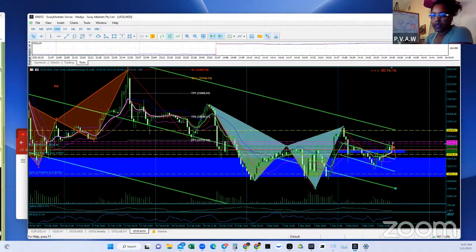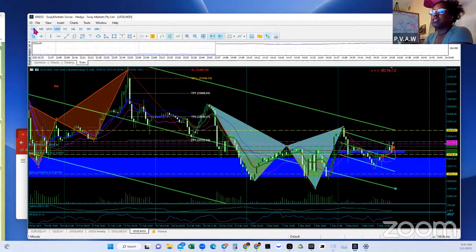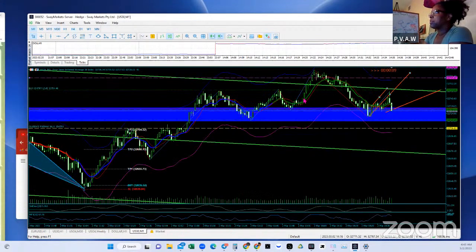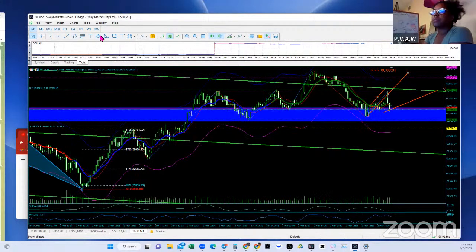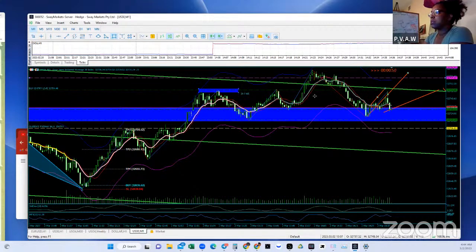So we did reject, we created a small head and shoulders. And then we'll go back to the analysis that I was talking about from the M30 chart, but we just rejected, right? So it created a head and shoulders, like I told you guys. You see that? So we hit the 200 pips, and then the market rejected. I'm going to put a supply box here.